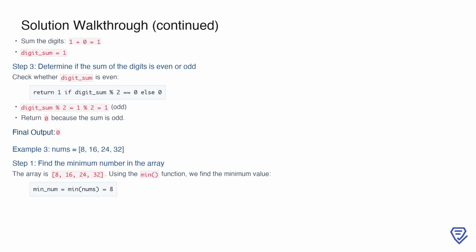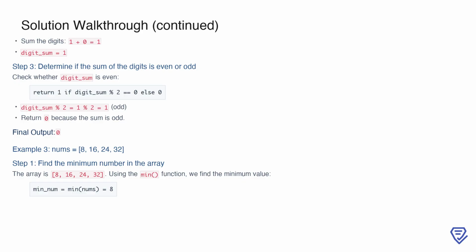In the third example, the array is 8, 16, 24, 32. The smallest number in this array is 8, which we find using the min function. To calculate the sum of its digits, we convert 8 to a string, which is "8". Since 8 is a single-digit number, the sum of its digits is simply 8.